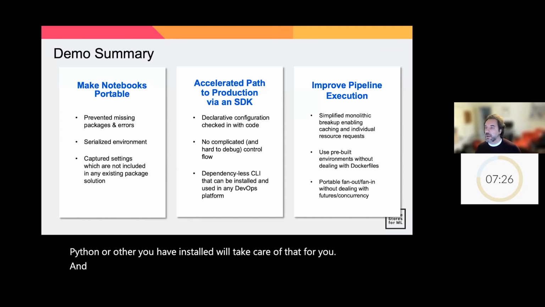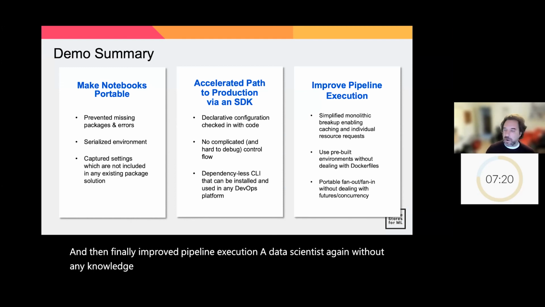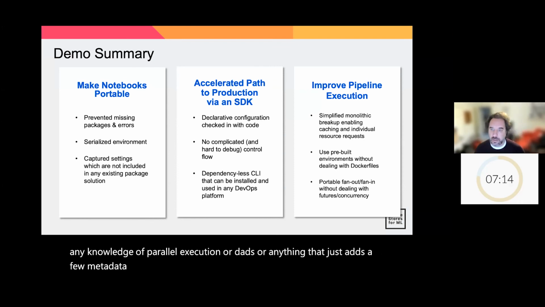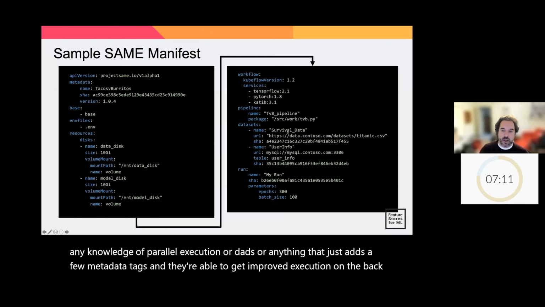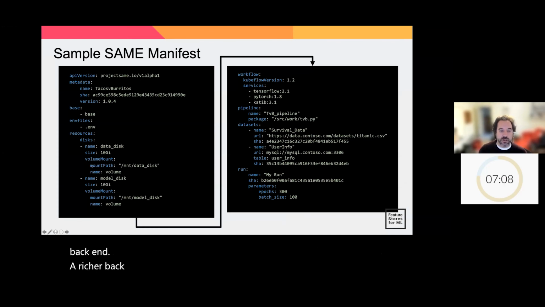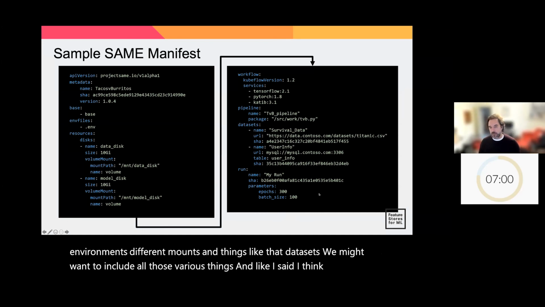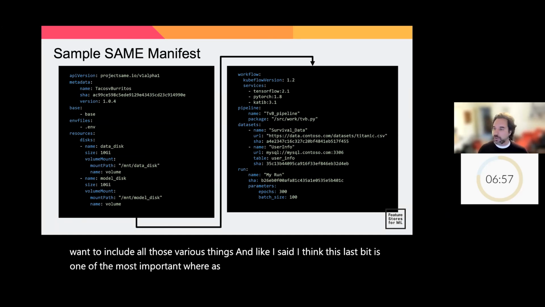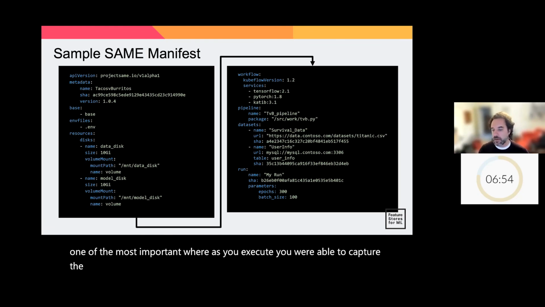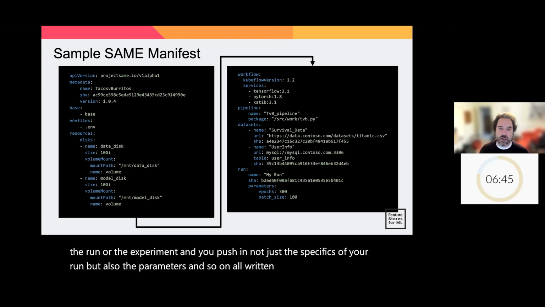And then finally, improved pipeline execution. A data scientist, again, without any knowledge of parallel execution or DAGs or anything like that, just adds a few metadata tags, and they're able to get improved execution on the back end. A richer backend might look like this, where you talk about different environments, different mounts, datasets you might want to include, all those various things. And like I said, I think this last bit is one of the most important, where as you execute, you are able to capture the run or the experiment, and you push in not just the specifics of your run, but also the parameters and so on, all written down rather than being in code.